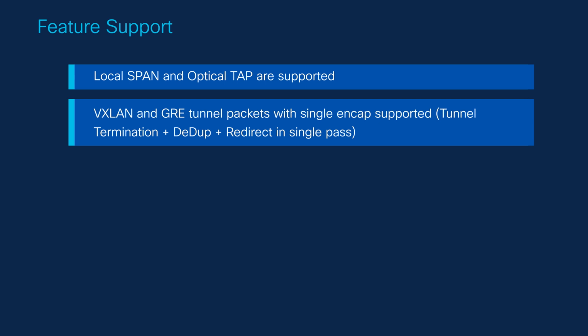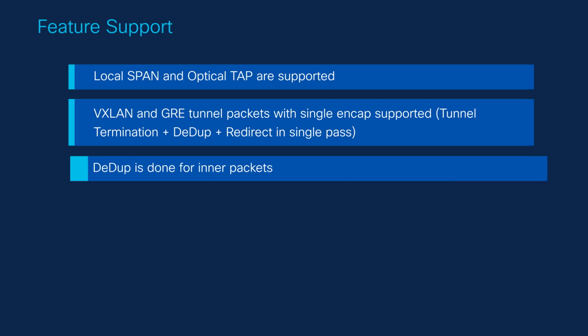It's just enabled on the Nexus 9000 switch itself, and you don't need any special licensing, special hardware, or special handling with any LEM cards or any fancy hardware in the product. And deduplication is done on the inner packets. For deduplication, we consider the 5-tuple: the source MAC, the destination MAC, the source IP, the destination IP, the source port, and the destination port.